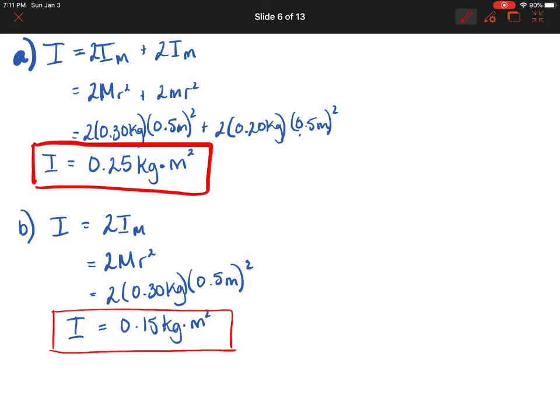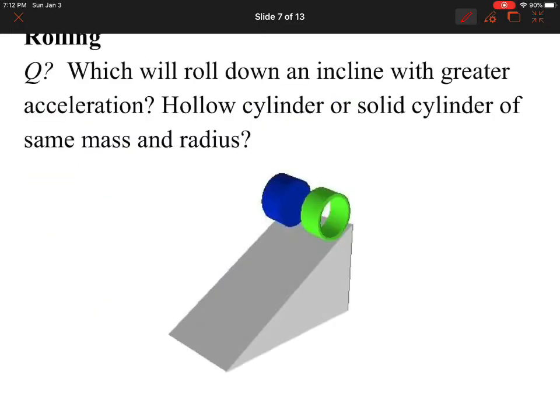Okay, so that's how we calculate rotational inertia. And remember, the bigger the rotational inertia, it just means that it's going to be more difficult to rotate and more difficult to make it stop rotating. It just needs more force to make both of those things happen. That's what bigger rotational inertia means, okay?